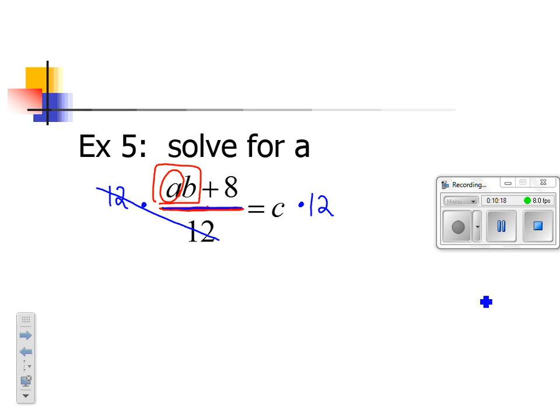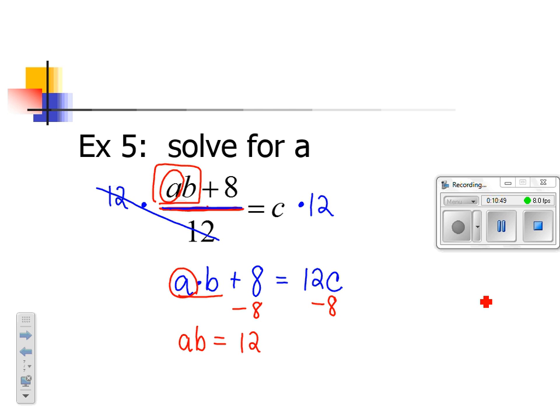The 12s cancel out. We now have A times B plus 8 equals 12 times C, which is 12C. Now we can look at this problem and say, okay, now I'm going to solve for A. The B is still attached, so let's get rid of the 8 first. The opposite of adding 8 would be subtracting 8 from both sides. So now I have A times B equals 12C subtract 8.